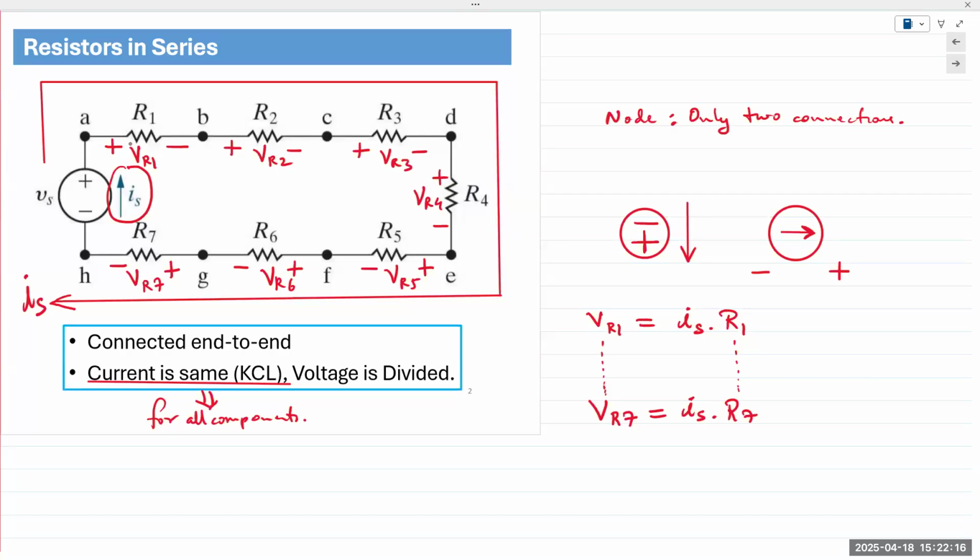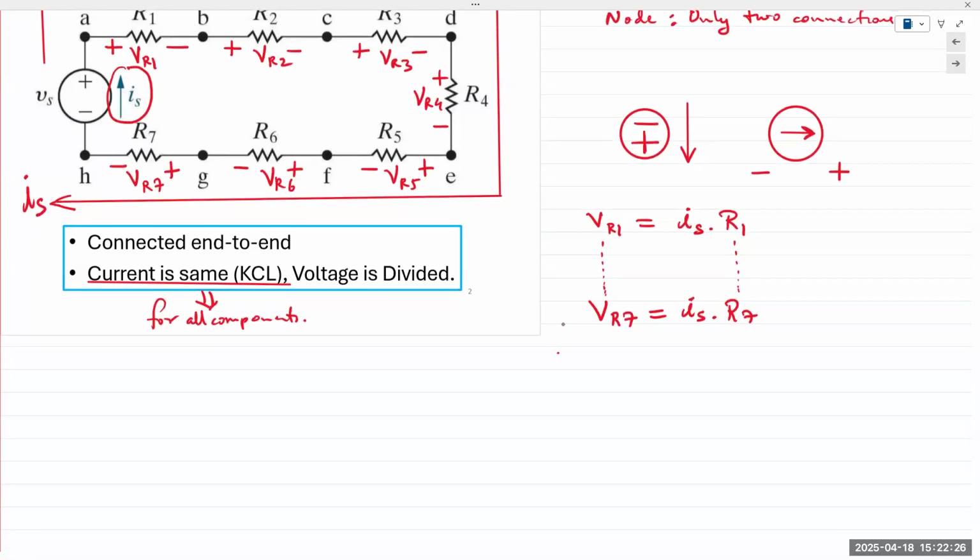But the voltages are also connected in series because of the series connection of resistors. If you apply KVL around the loop, what do we get? If you apply KVL, we get minus Vs plus VR1 plus all of the voltages all the way up to VR7 is equal to 0. So the sum of all the voltages put together is equal to Vs, which makes sense. That's the only source present in the circuit.